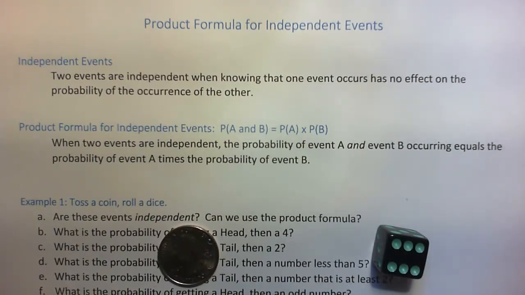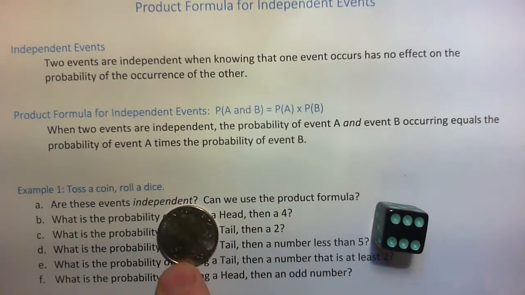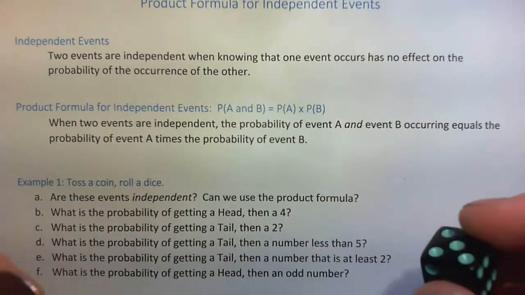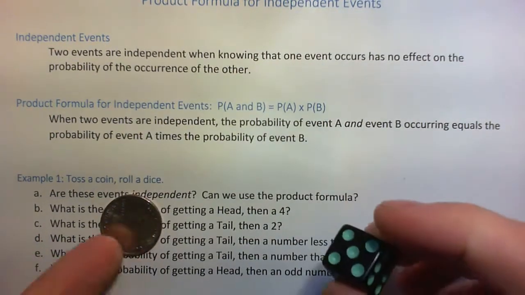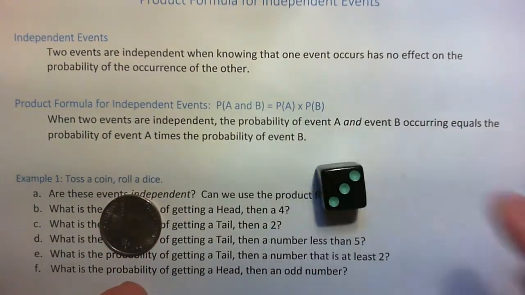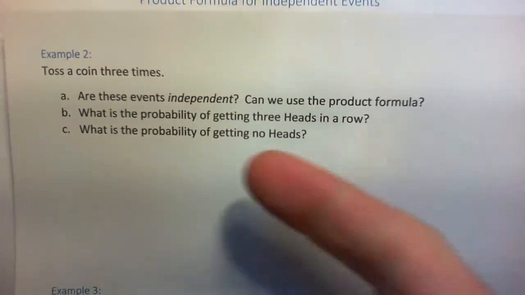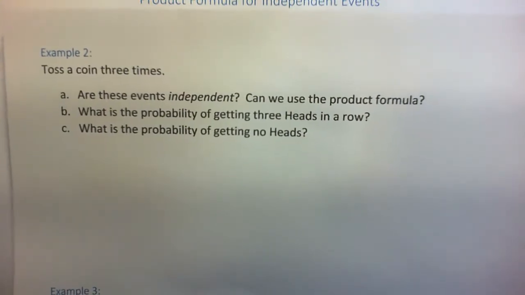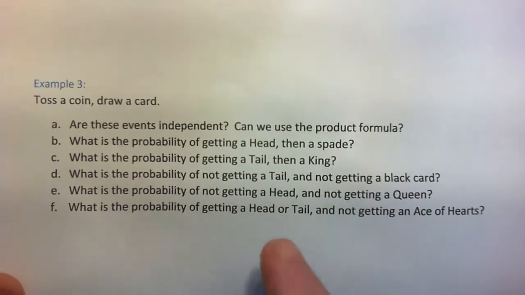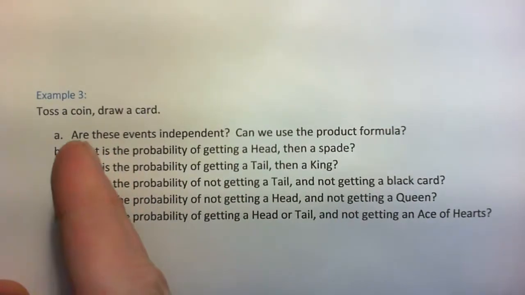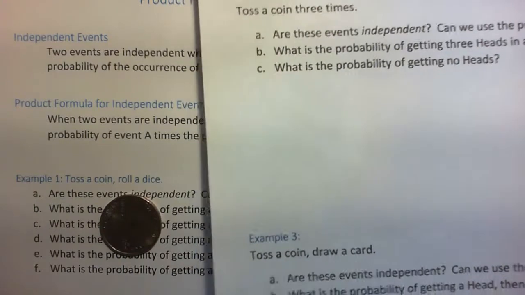So two events are independent when knowing that one event occurs has no effect on the probability of the occurrence of the other. So, obviously, tossing a coin, rolling a dice, these events are independent because no matter what you get on the coin, that has no effect on what number you roll on the dice. Or tossing a coin 3 times, each coin toss has no effect on what the next one will be. Or toss a coin, draw a card. Whatever you get on the coin has no effect on what the card will be. So we're starting off with the examples that are definitely independent.